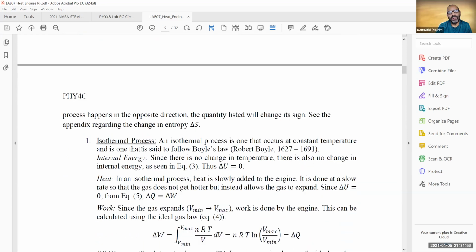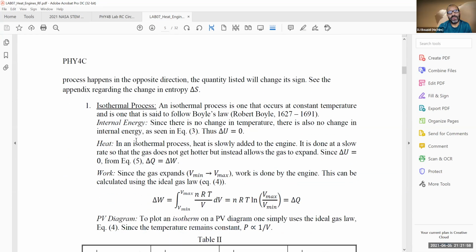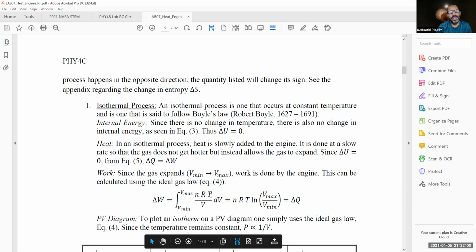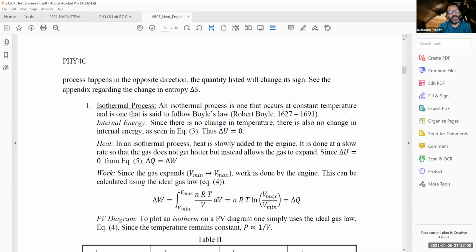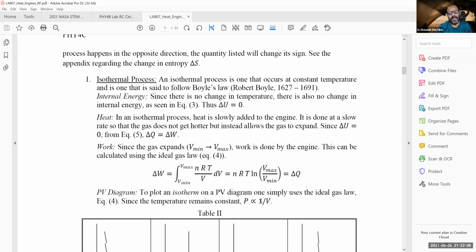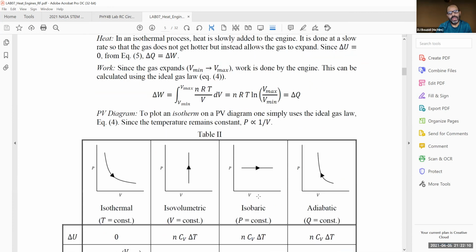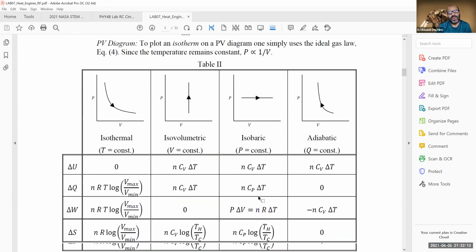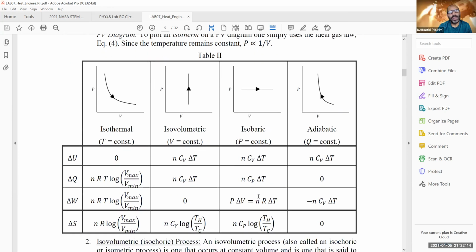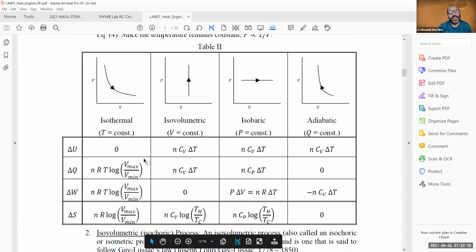So these are the processes we learned about, the isothermal process. In the isothermal process, the temperature is constant. So it comes out of the integral, and you'll be left with the dV over V, and the dV over V is just the ln of the ratio of the volumes, okay? And this is basically, in a nutshell, a summary of what we did. This is why I like this lab, because you will have a summary of a lot of things that we learned so far, okay?